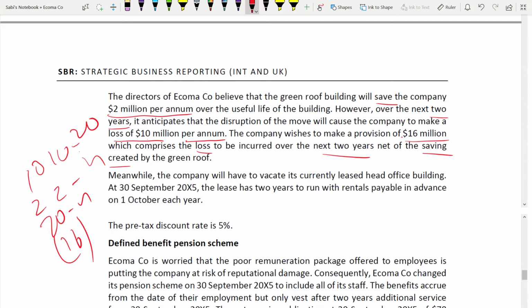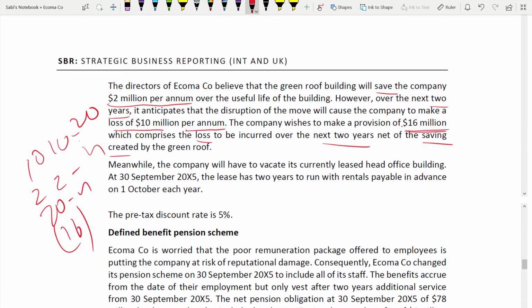But that's not so important. We are not so worried about how they got the provision. We are more worried about whether the accounting treatment is right or not. Understood? I'm just showing you the figure here so that you understand the last two lines.